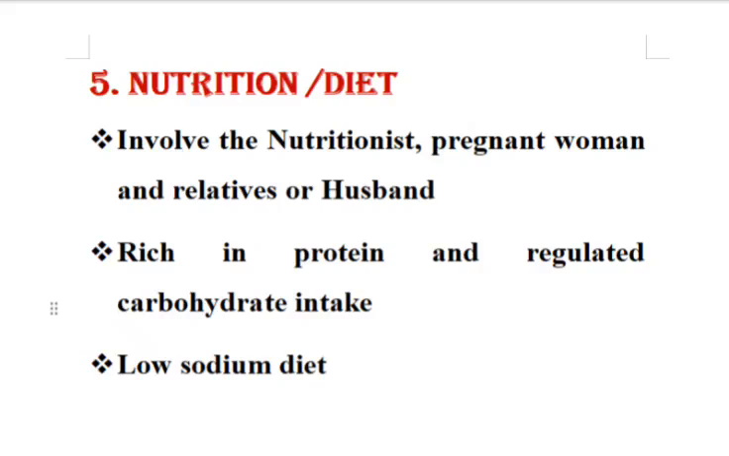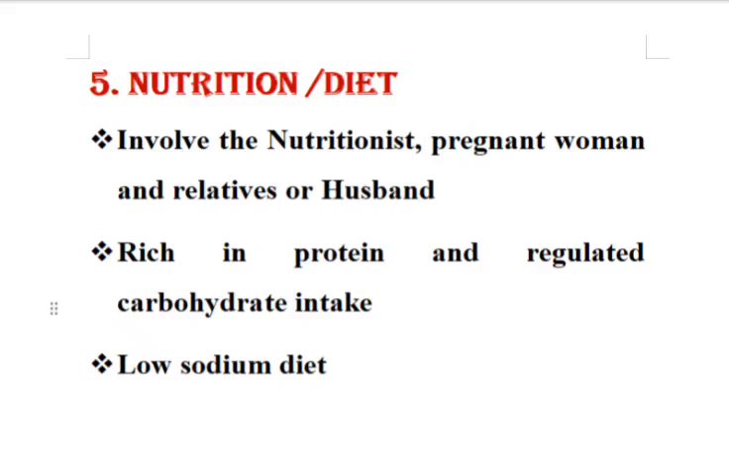So this woman should have a regulated carbohydrate intake, because carbohydrates increase what? Glucose. Then it should be a low sodium diet, because we said the sugars are already making this woman urinate quite often. So if you increase the sodium, it is also going to increase the urination. We don't want that to happen.